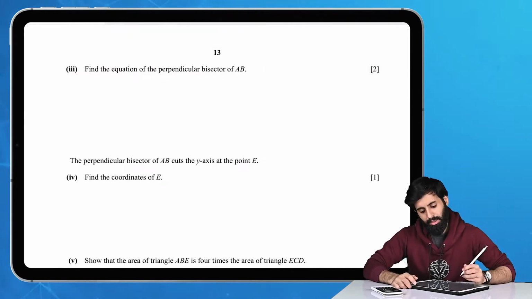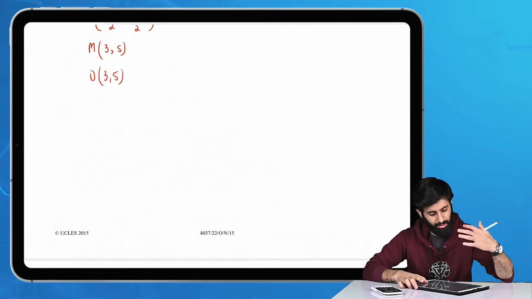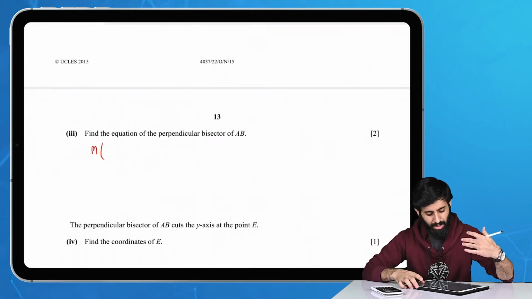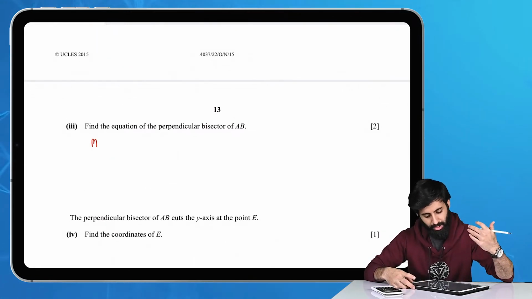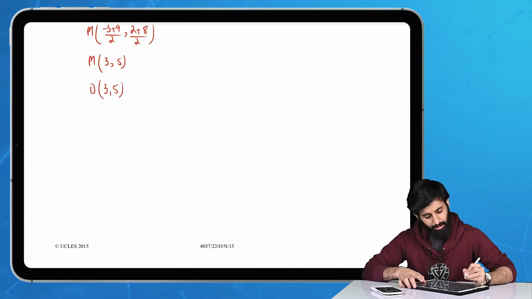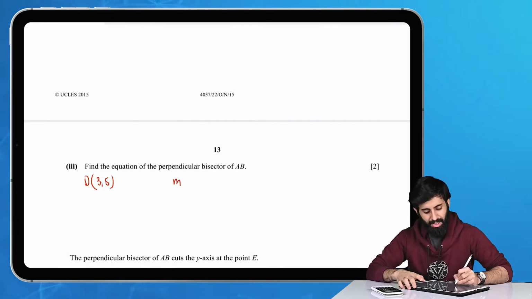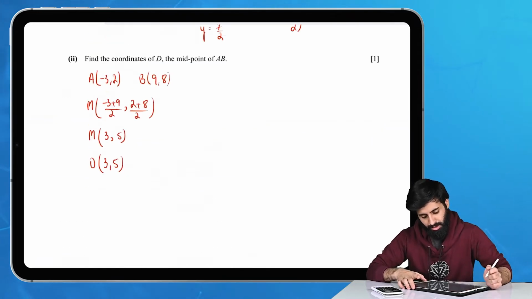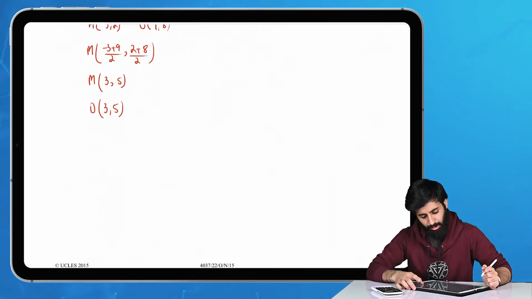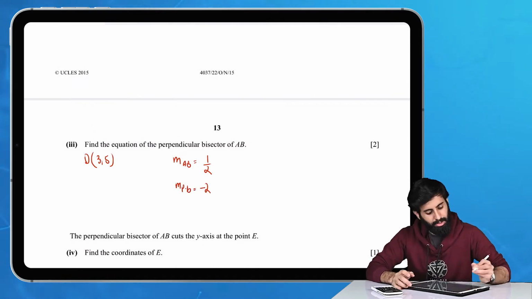Then it says find the equation of the perpendicular bisector of AB. Very nice in the sense that the question made us do everything step by step. So we have the point through which the perpendicular bisector will be passing, and that's basically the midpoint, 3, 5. We also have the gradient of the line AB, which was 1/2. Let me just double check. Yeah, it was 1/2, which means that the gradient of the perpendicular bisector is going to be -2.